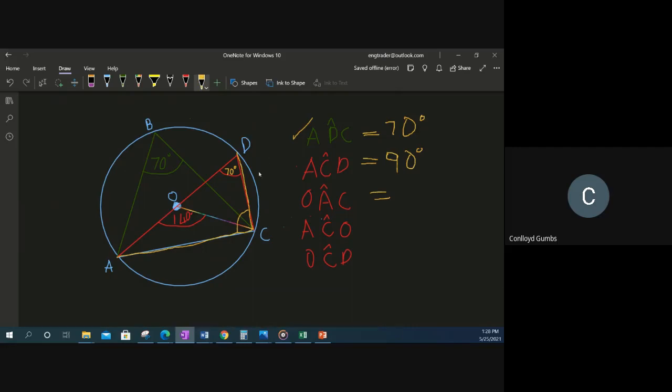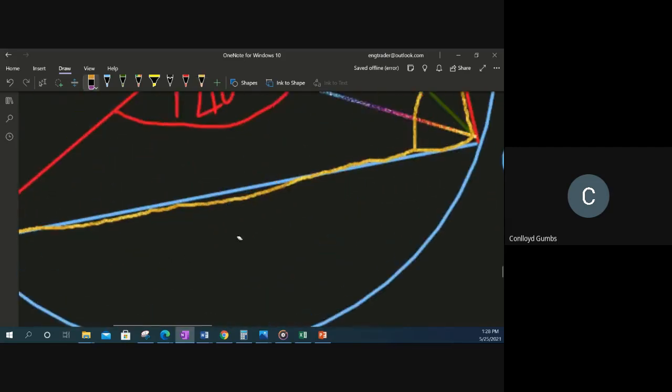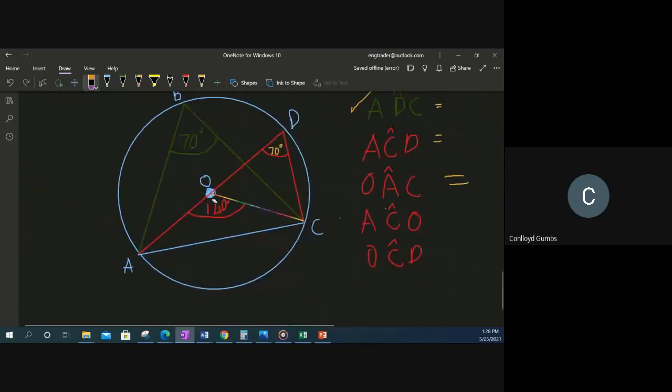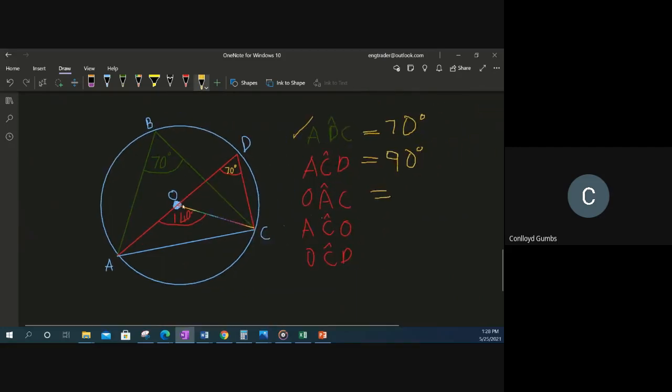Now the next thing is OAC. I forgot to erase those lines. So we're looking now at OAC, which seems to remind us of a good old friend. Who's that friend? If you look at this, from here to here is a radius, and from O to C is also a radius. So that means here and here must be equal. They have to be the same length.